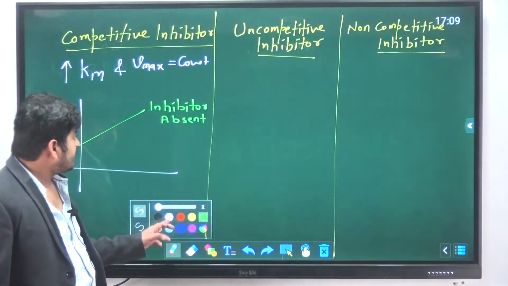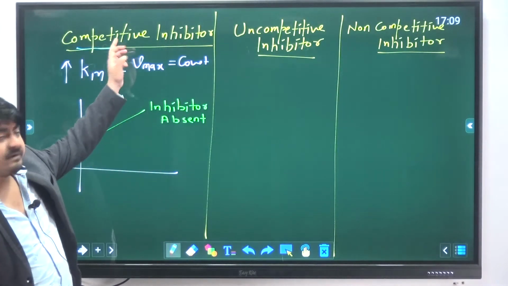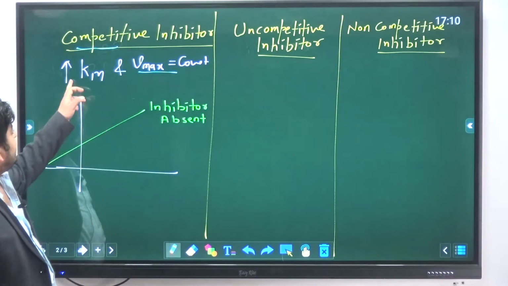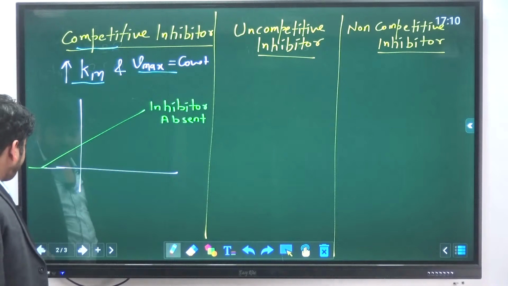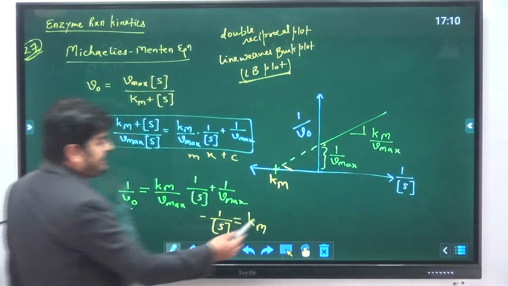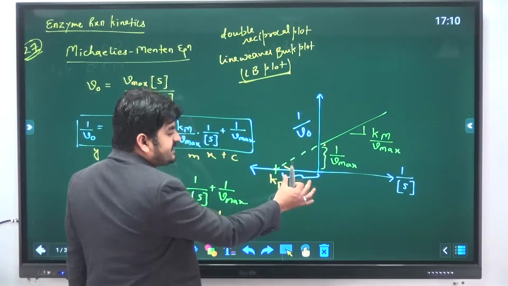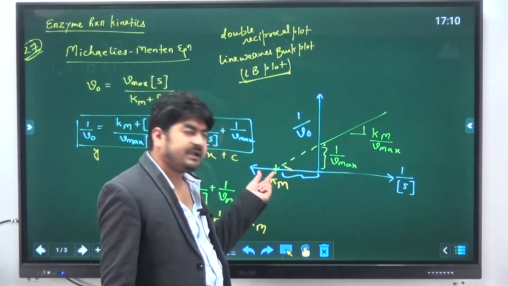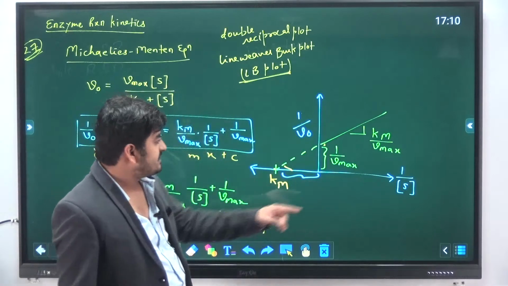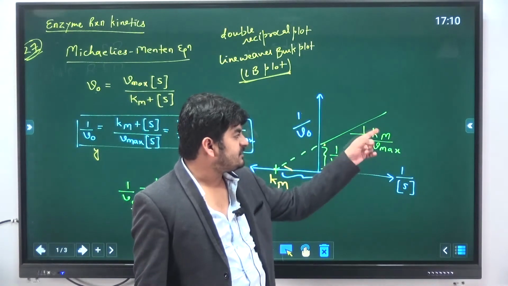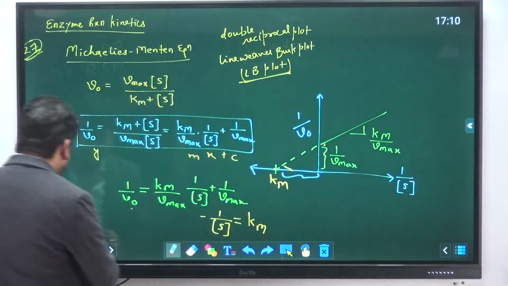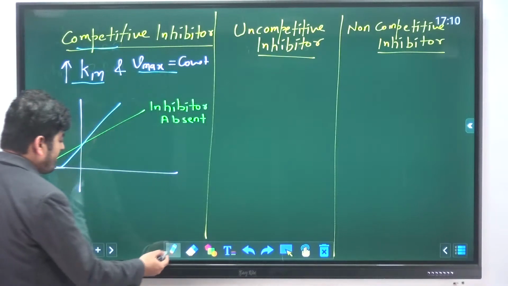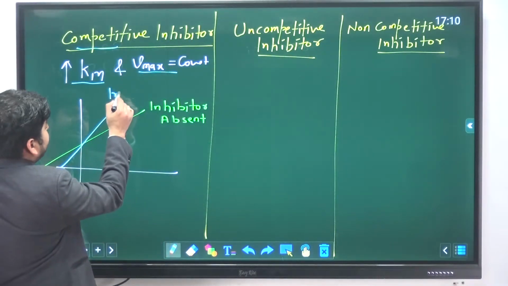But when you introduce the competitive inhibitor, it does not affect the Vmax, but it increases the value of Km. So when it increases the value of Km, what will happen? You can see this intercept, if Km increases, it will go on this side because this is a minus value. Plus the slope: Vmax is constant, so the slope will increase. So the curve will become something like this when the inhibitor is present.